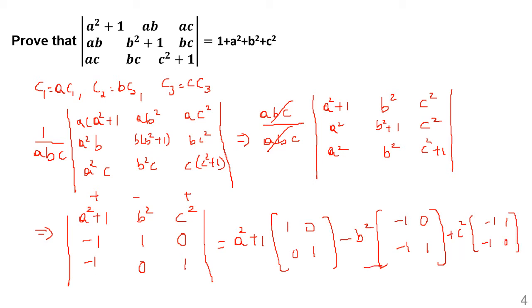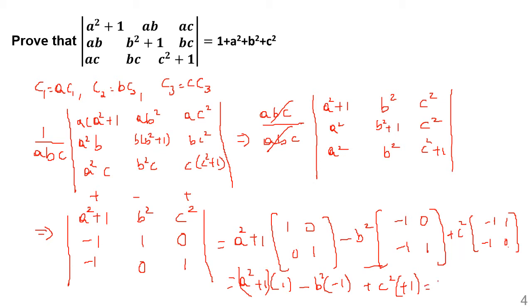So if you try to multiply this, we are going to get a square plus 1 into 1 minus b square into 1 into 1, which is minus 1. This minus 1 into 0 will be equal to 0 plus c square into minus 1 into 0 will be equal to 0 minus 1 into minus 1, so it is equal to plus 1. So we'll try to simplify this.